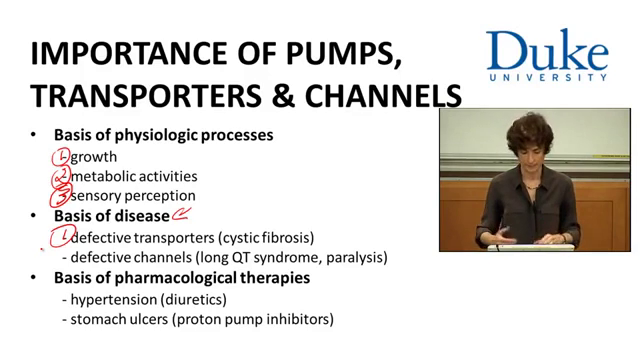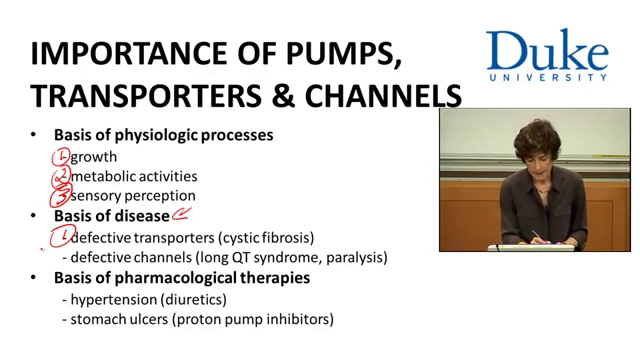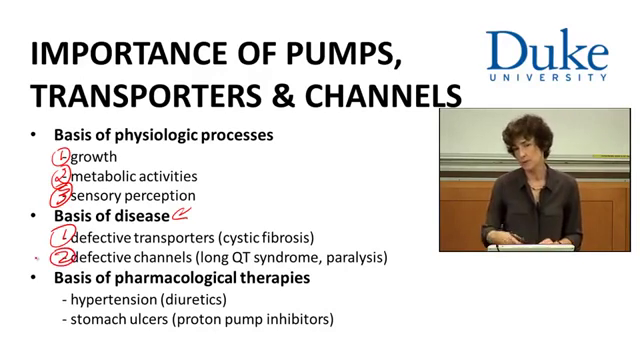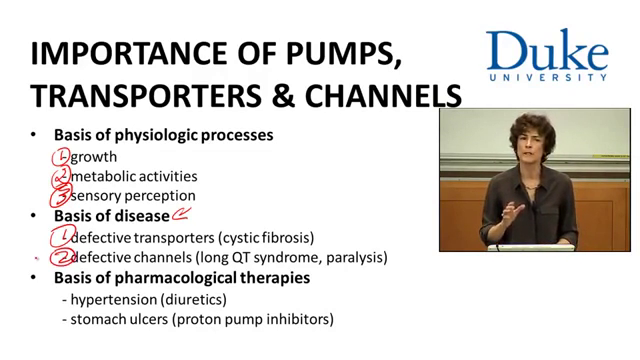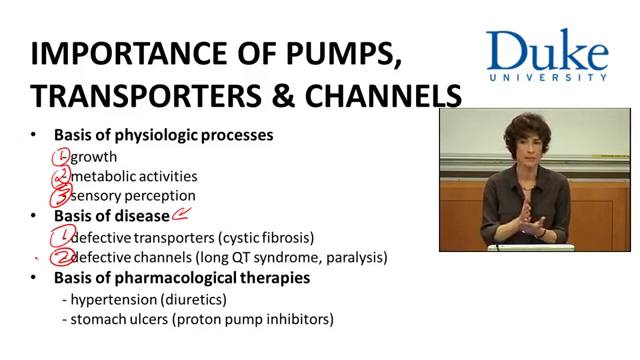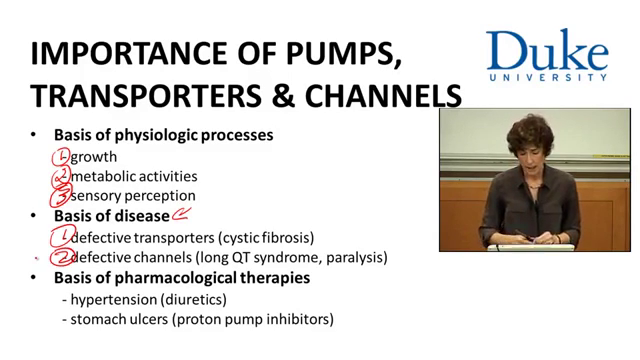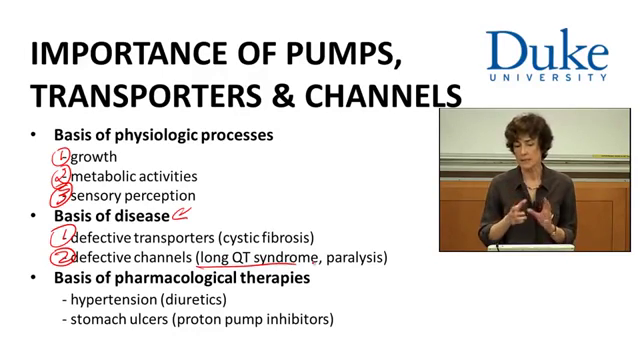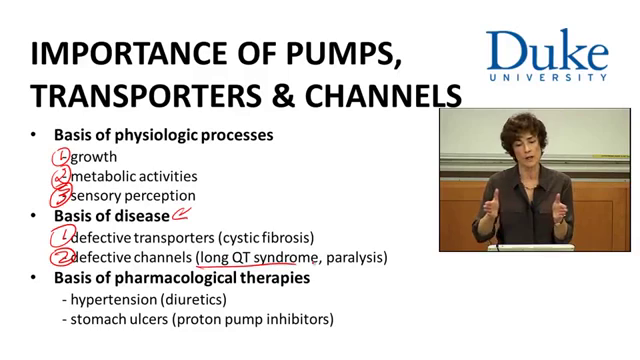The other one is that we can have defective channels, and we'll talk about what channels are in a minute. But in these cases, then the channels can be allowing calcium or sodium or potassium to be moving across the membranes. In the long QT syndrome of the heart, we find that some of these channels are defective, and that then changes the way the heart is able to have its beat. And because the beat is prolonged, then what happens is that the heart can go into arrhythmia.